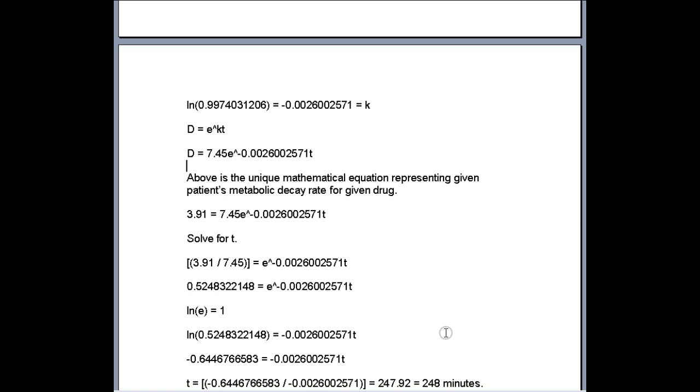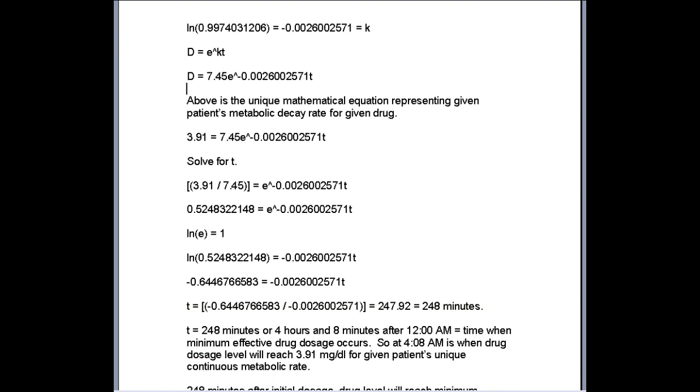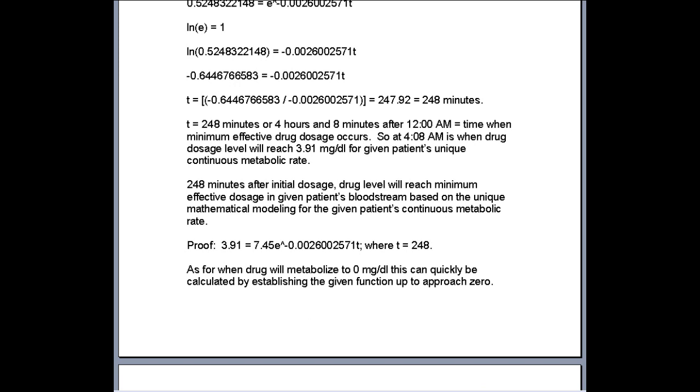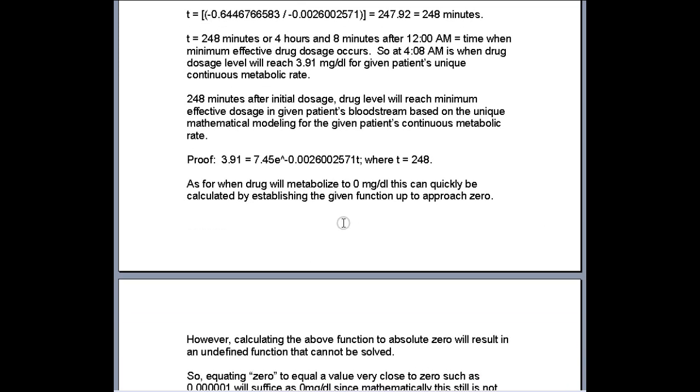You'll notice that the less and less of the drug, it takes longer and longer to metabolize out. Of course, anything below 3.91 is not effective, but perhaps there's some drug testing for something else, perhaps it might create a false positive for some other test. So one might not want to have any of the drug left. So the good question to ask is, when will it go to 0? Well, there's one problem, is that if we try to equate this equation to 0, we cannot solve it. It's undefined.